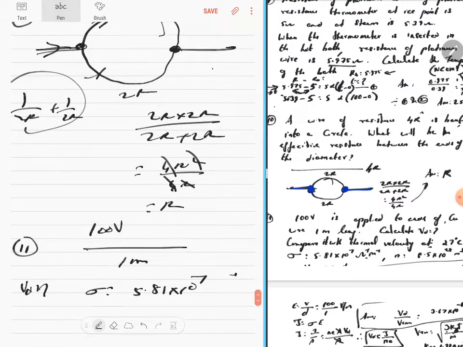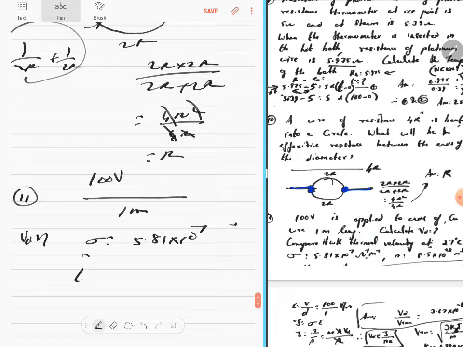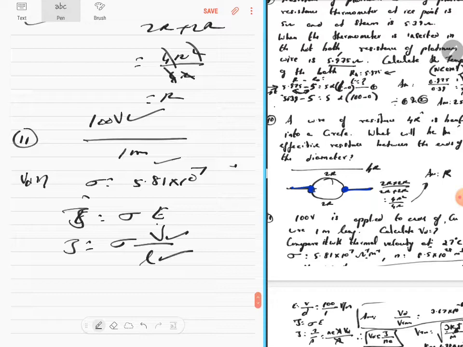If you know conductivity, you can find J is equal to sigma into E. Correct? E itself is V by L. You know the potential, 100 volts. You know the length L. You can substitute here, with which you can find J. And if you know J, it's I by A, with which you can find the current through the wire, provided you know the A. Do you know the area of cross section?